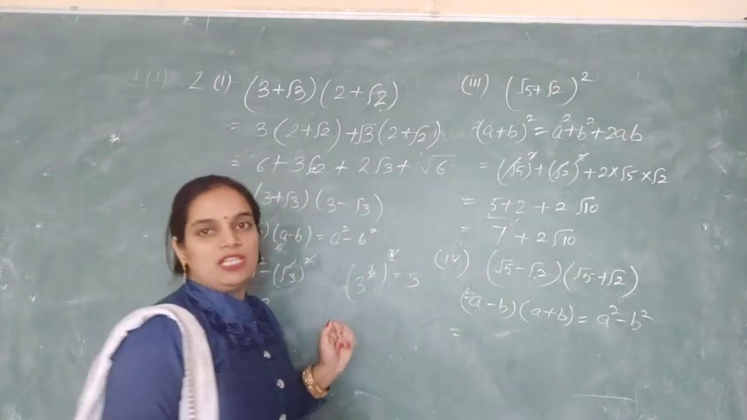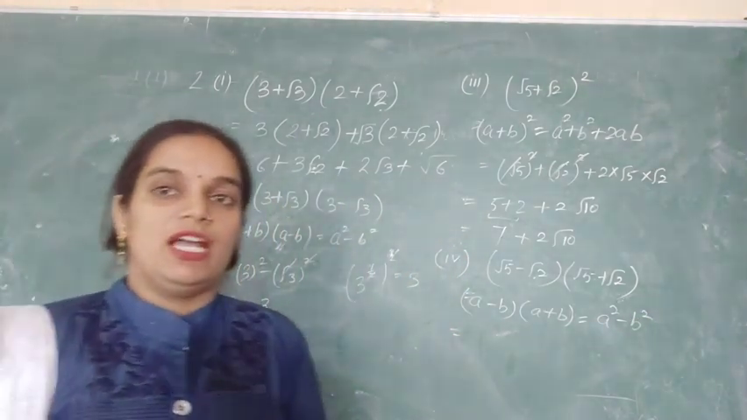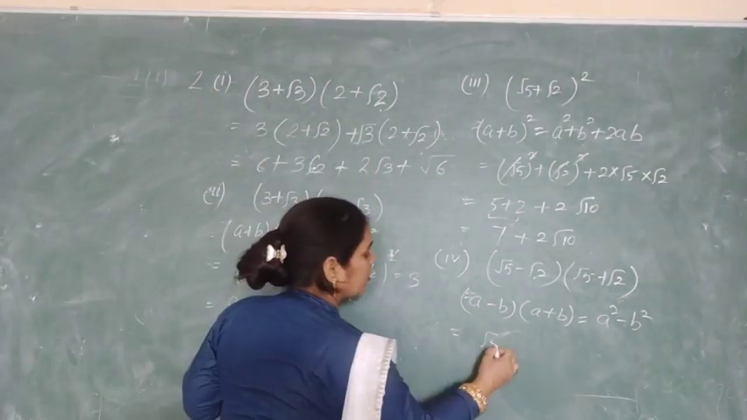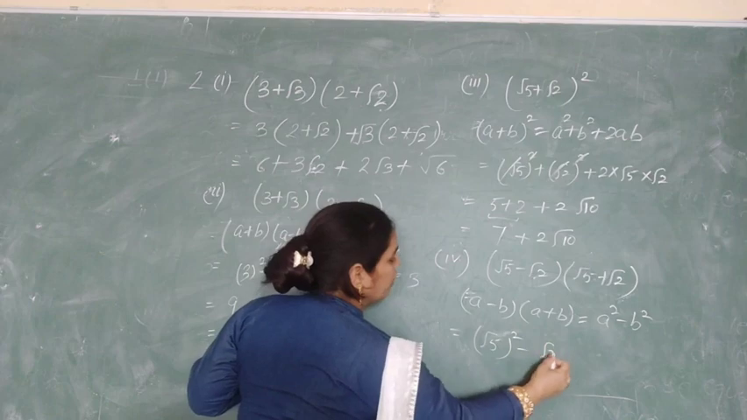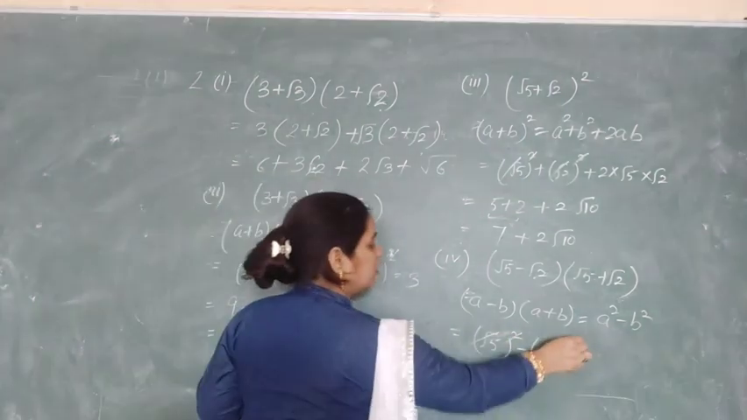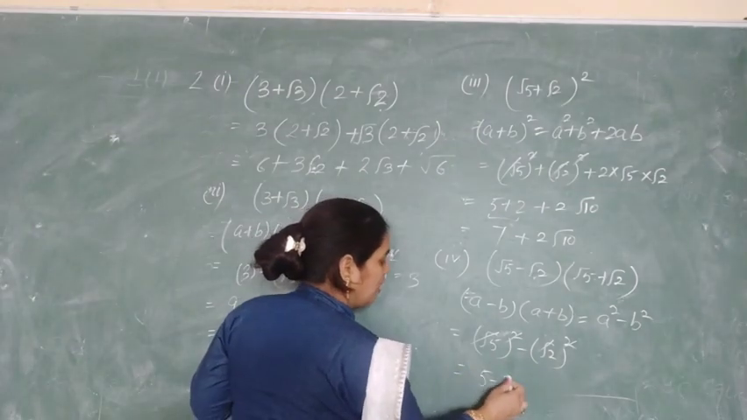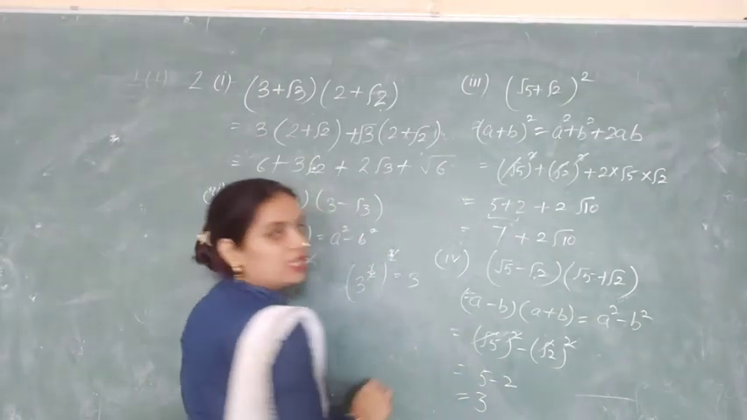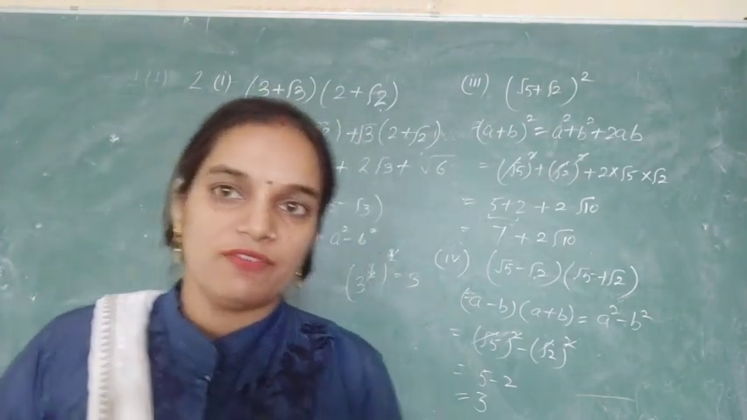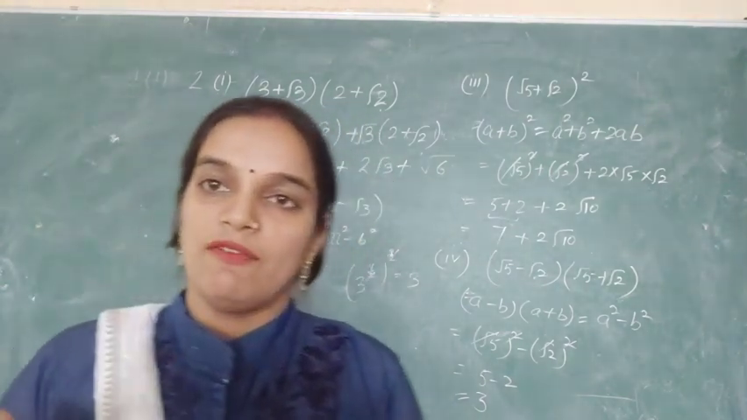Now at the place of a we have root 5 and at the place of b we have root 2. Now I will do the square of root 5 and root 2. Square and root will be cancelled out. Again here square and root will be cancelled out and the result will be 5 minus 2. That will be equal to 3. So these are our first two questions of exercise 1.5.